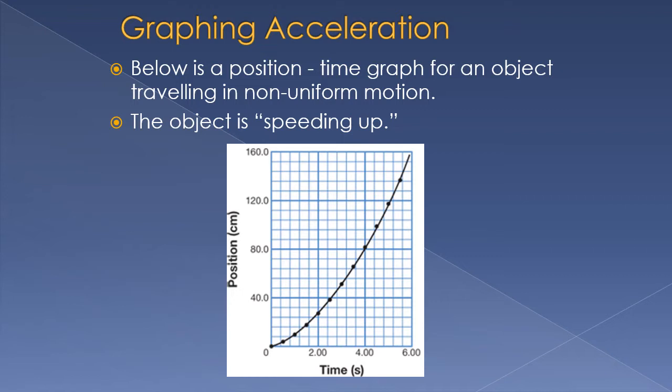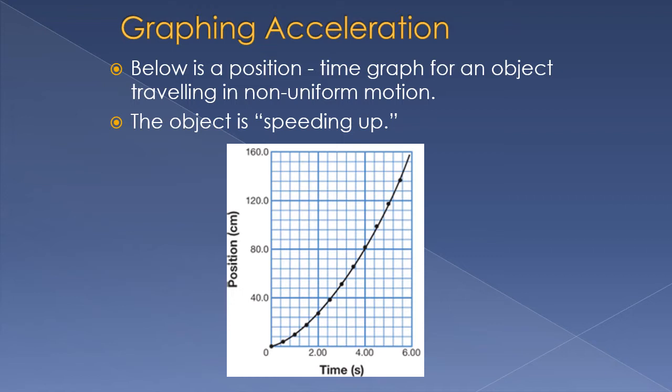So let's start by looking at the graphs of acceleration, because we just finished graphing our velocity and looking at position time graphs. But when we look at this position time graph, we can see that it is non-uniform motion. It has a slight curve. It's not a straight line. And so if we were to figure it out, at each point, the velocity is going to be different and it's not going to be uniform.